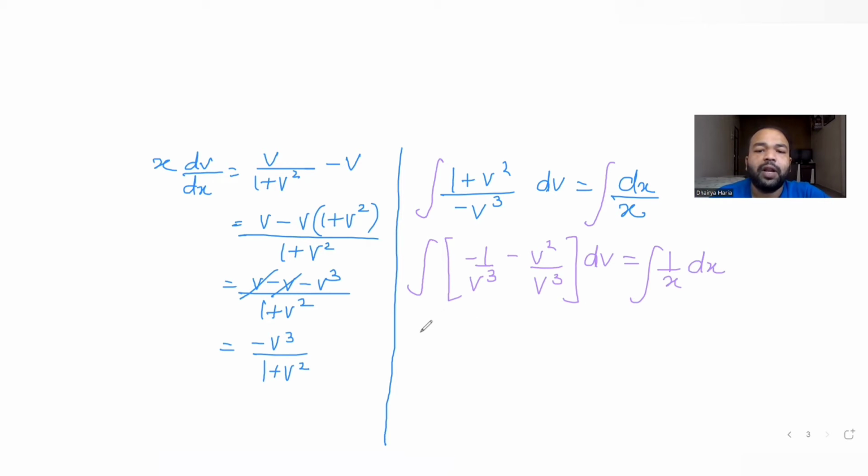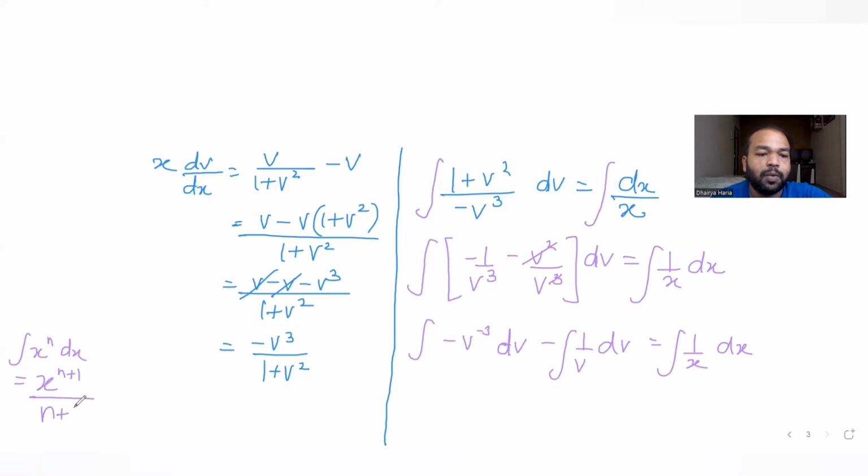Now if I try to solve this further, it becomes integral of −v raised to −3, and here v² gets cancelled, we are left with 1 by v. So integral of −v raised to −3 dv minus integral of 1 by v dv is equal to integral of 1 by x dx. Now if I solve this, I know already integral of x raised to n dx is nothing but x raised to n + 1 upon n + 1.